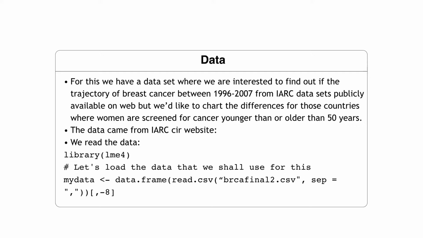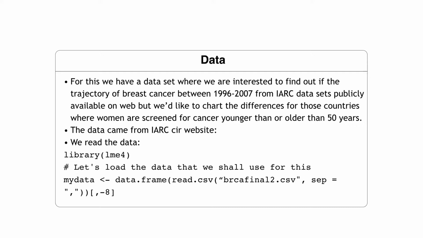And then we're going to load the data that we shall be using for this particular exercise. And that data is my data. It is loaded in the form of a data frame, which is data.frame. And then we are reading a CSV file, or comma separated value file, stated as brca final2.csv. I hope it makes it quite obvious. The name of the file gives you the notion that it is a comma separated value file. The separation is a comma, quote unquote.